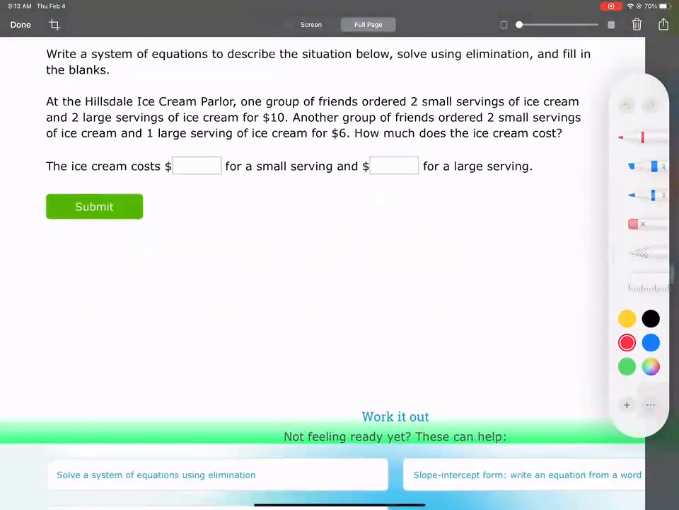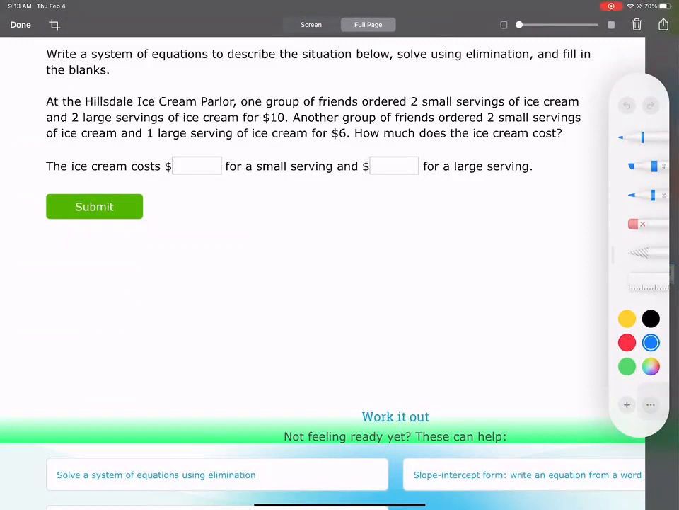Okay, so I'm just going to read the questions. The directions first are: write a system of equations to describe the situation below, solve using elimination, and fill in the blanks. All right. So they asked us to solve using elimination. Again, in some books they call this linear combination or the additive method. So let's start reading the problem.